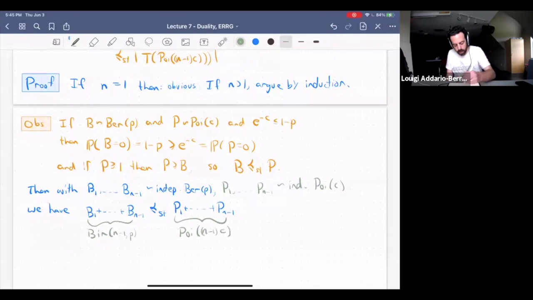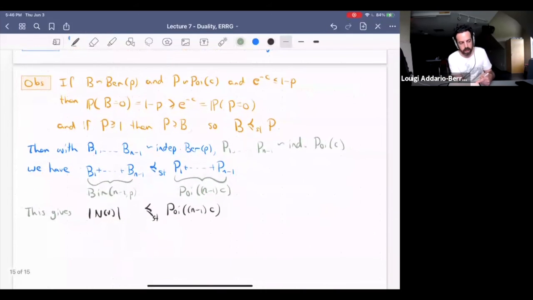This gives that, on the left, we have the distribution of the neighborhood of v in the random graph, and that is stochastically at most a Poisson. Okay, so that's the key step for the induction.